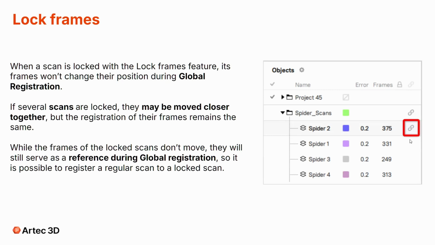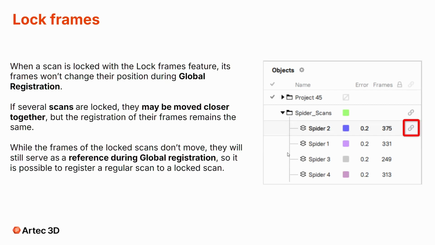However, this doesn't mean the scan is stuck in space. If you have multiple locked scans, Artec Studio can still move them closer together as units to improve the overall fit, all while keeping their internal frame data exactly as it was. Crucially, these locked scans still serve as a fixed reference. This allows you to reliably register your regular and locked scans against these anchors, ensuring that your most accurate data dictates the quality of the final result.